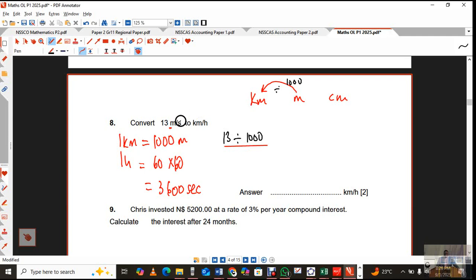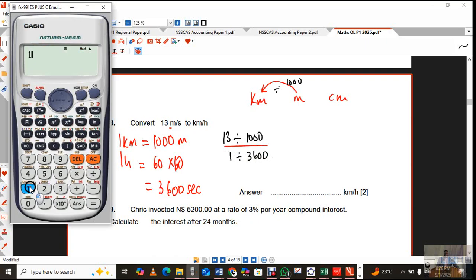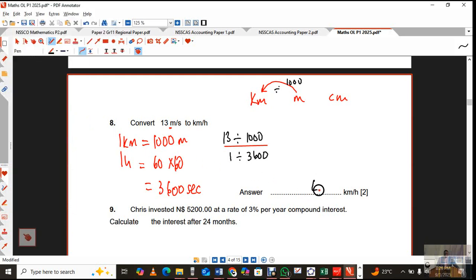And then the next one that we have is this 1 second that we are supposed to write in terms of an hour. So 1 second is 1 divided by 3,600, because that is what 1 second represents. Grab your calculator, and let's first have that 13 divided by 1,000 over 1 divided by 3,600. That answer is 46.8. And that answer is in kilometers.